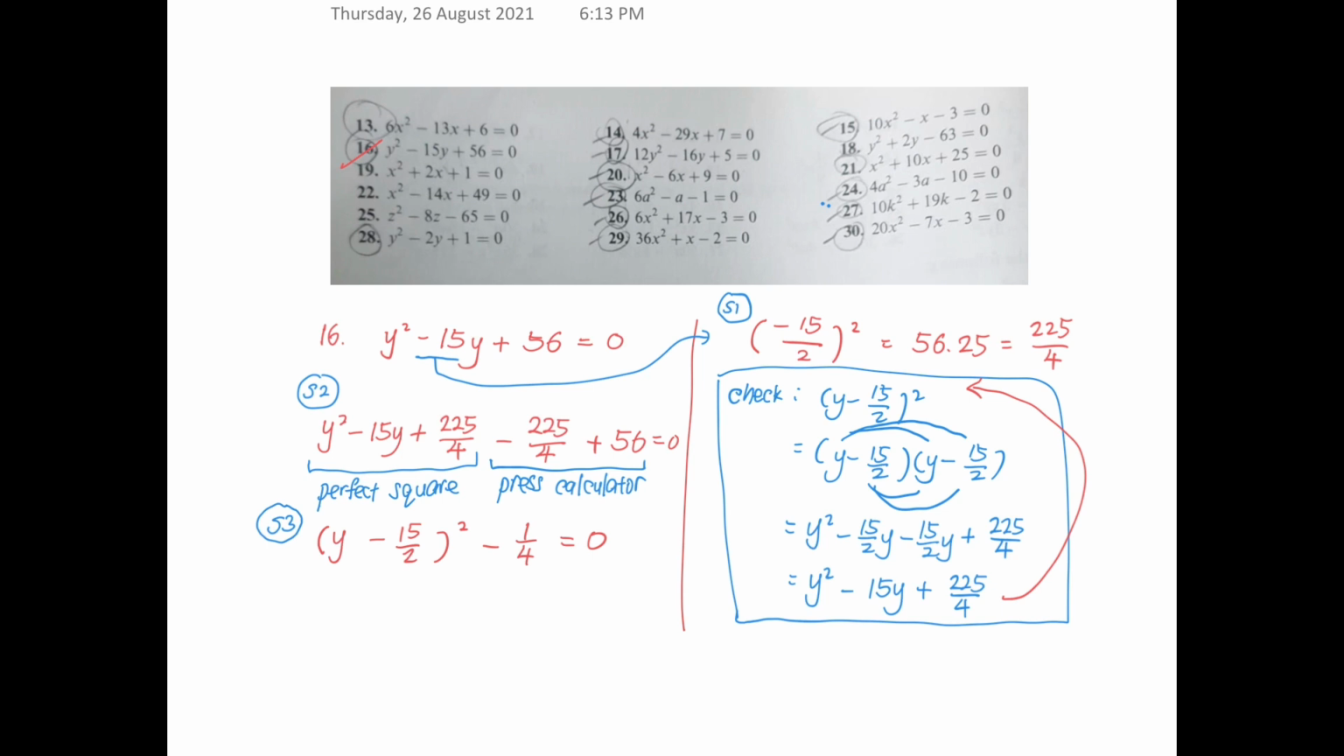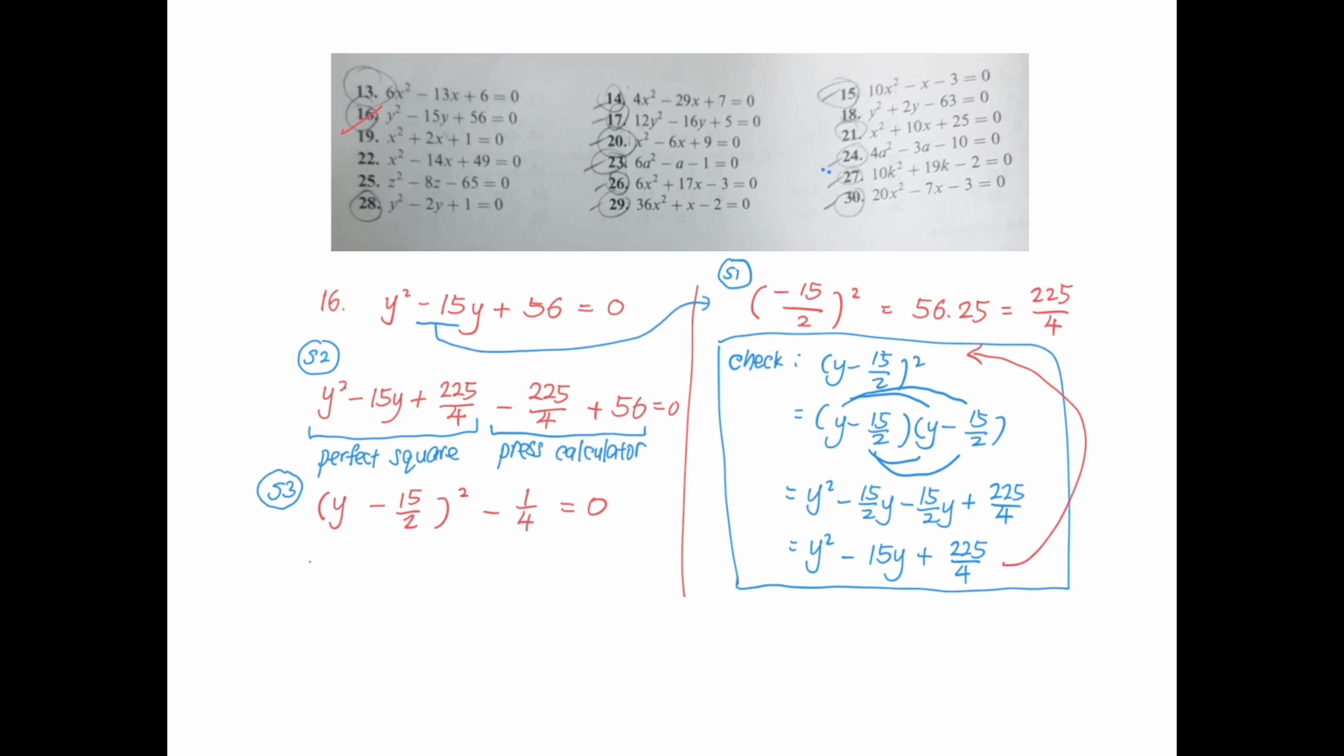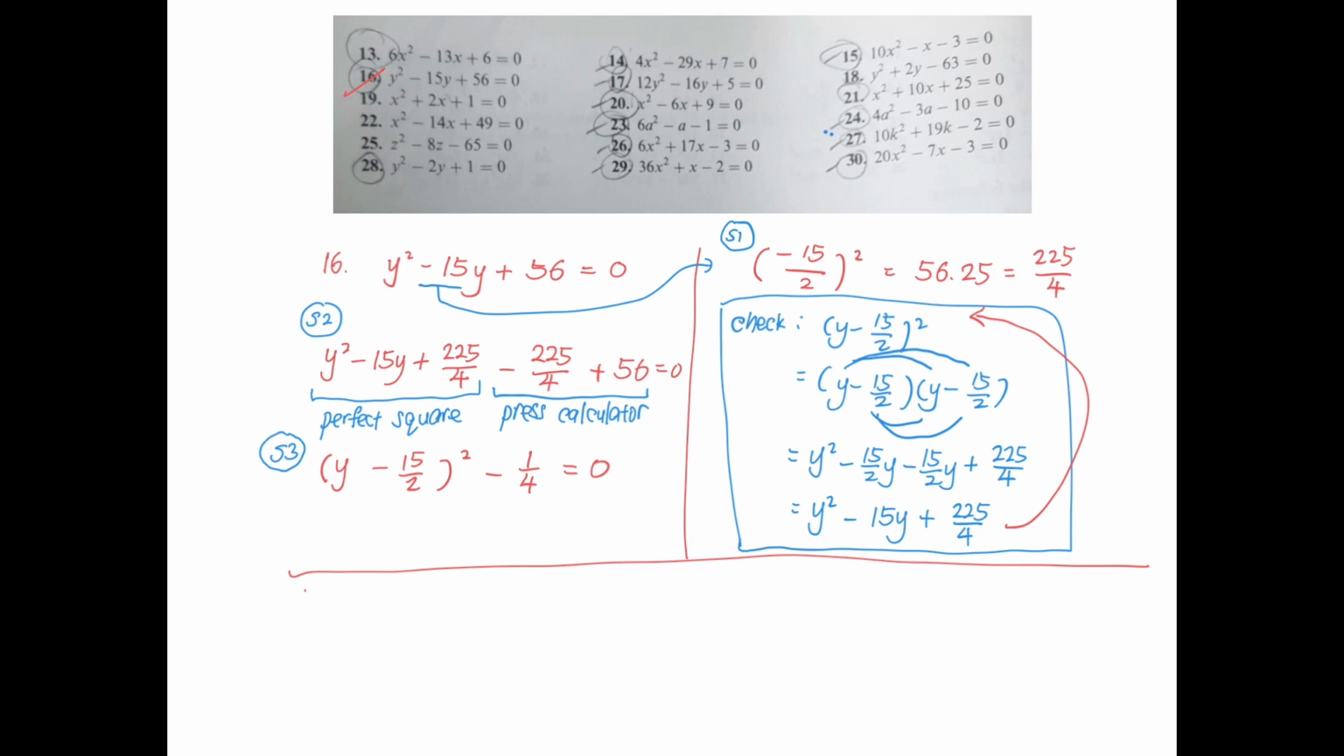Okay, let's see number 18. So again, number 18 is the one with no number in front of the y square. So the coefficient is 1 in other words. So it will be similar. Let's see. So question 18 first. Let's say I just draw a line to separate all this. Now question 18. Y square plus 2y minus 63 equal to 0.